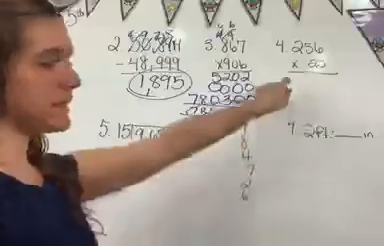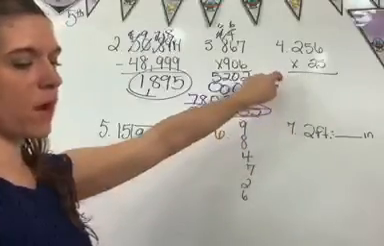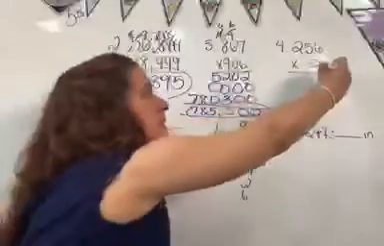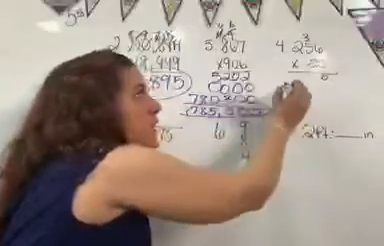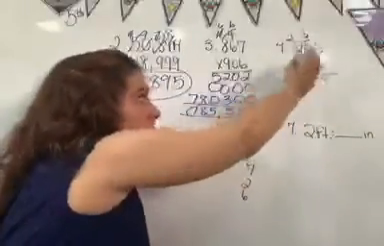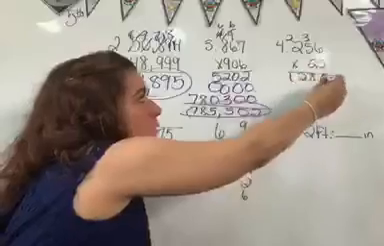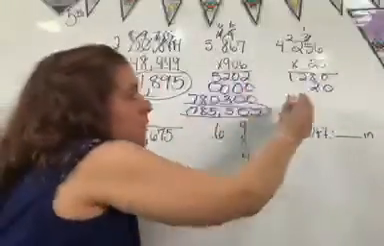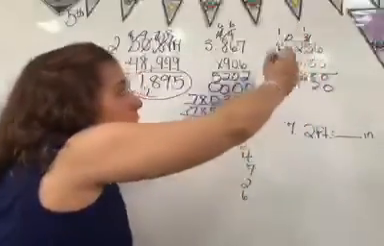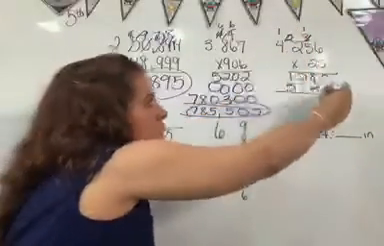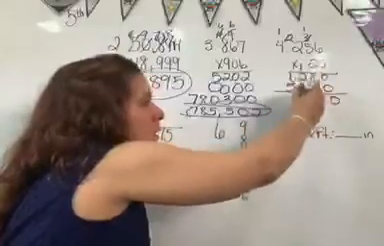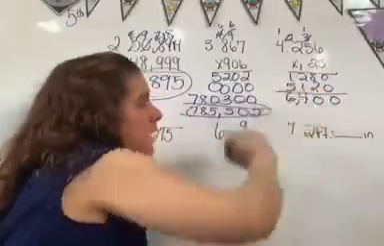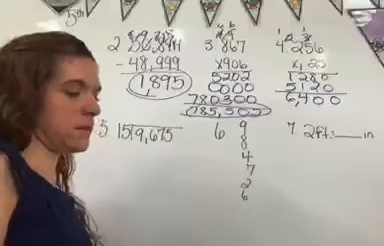Okay, here we go. This answer number 4 is 6,400. So 5 times 6 is 30. 5 times 5 is 25 plus 3 is 28. 5 times 2 is 10 plus 2 is 12. 2 times 6 is 12. 2 times 5 is 10 plus 1 is 11. And 2 times 2 is 4 plus 1 is 5. Add them together, and you get 6,400.